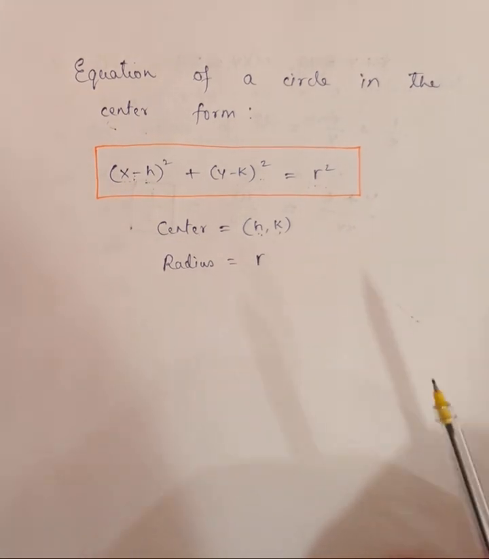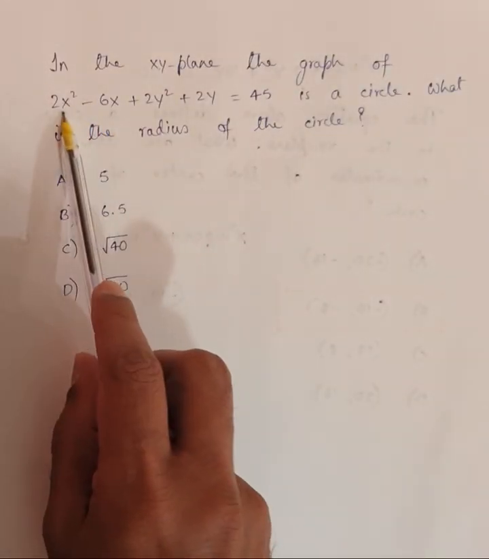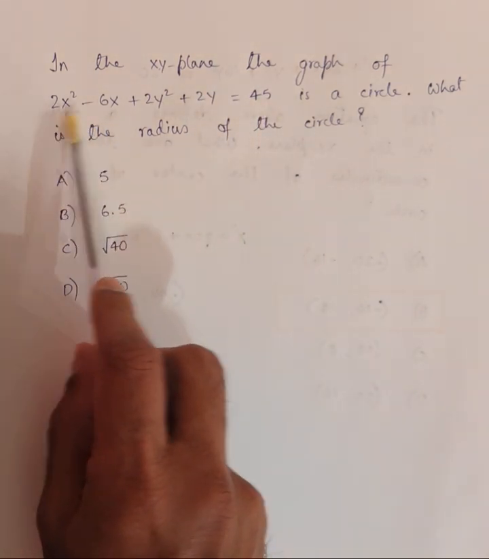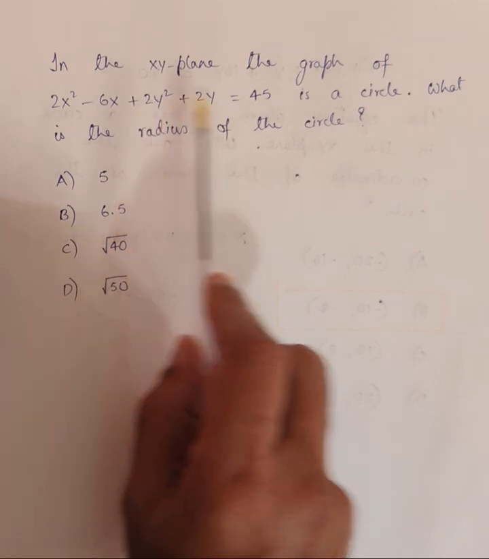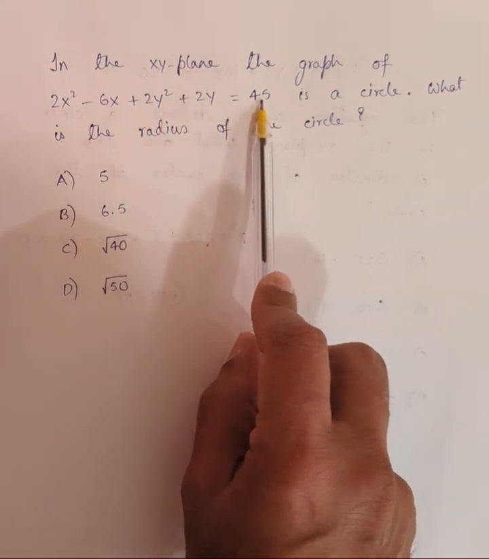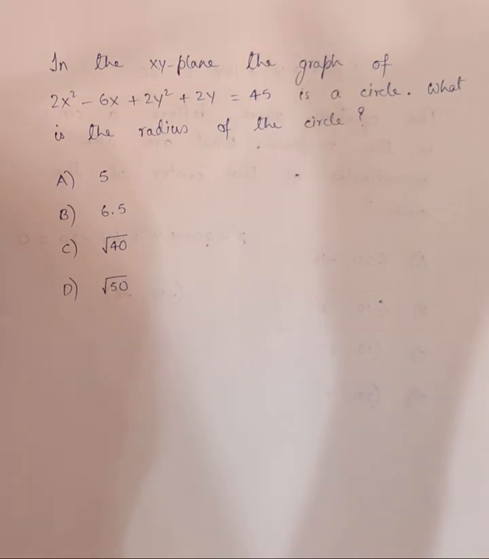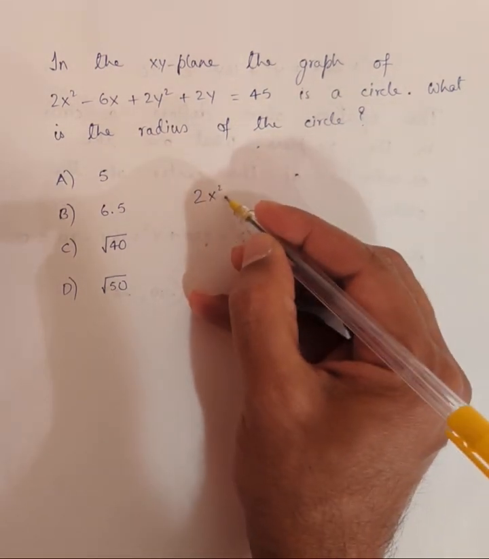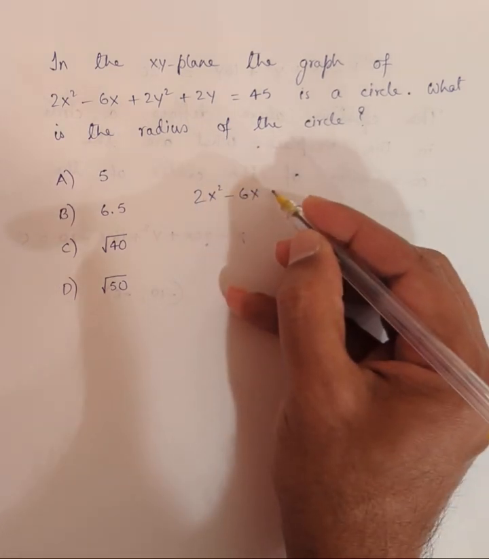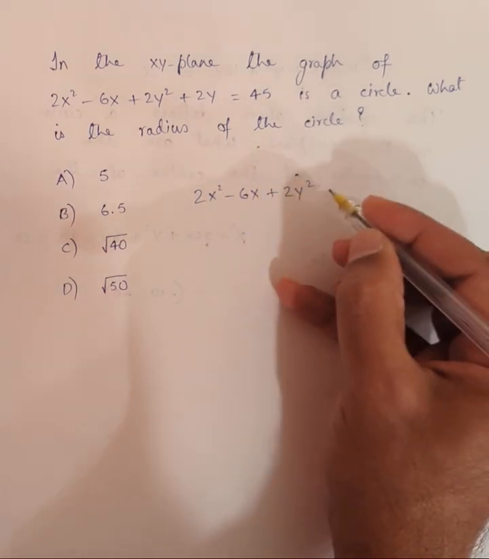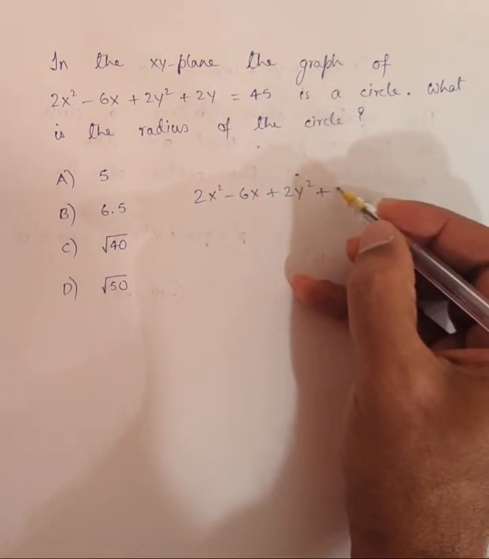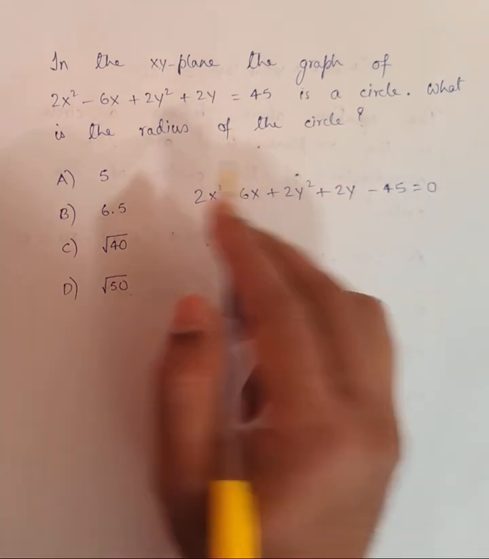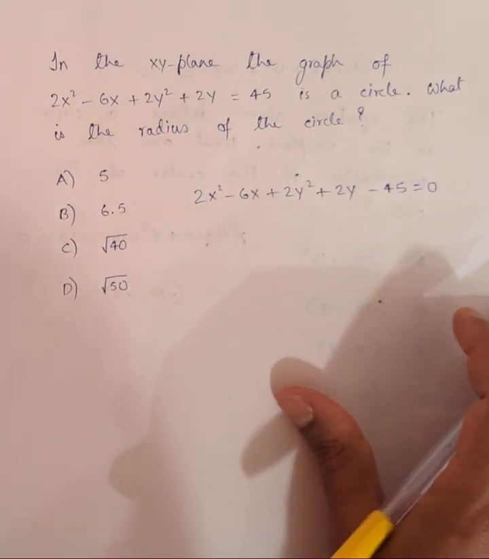Now what we have in our problem is that. So this is not in the standard form for two reasons. Coefficient of x square and y square are not 1 and the right side is not 0. So we need to subtract 45 first. So if I go ahead and rewrite this in the standard form, I would simply subtract 45 first from both sides, making the left side minus 45 equal to 0.